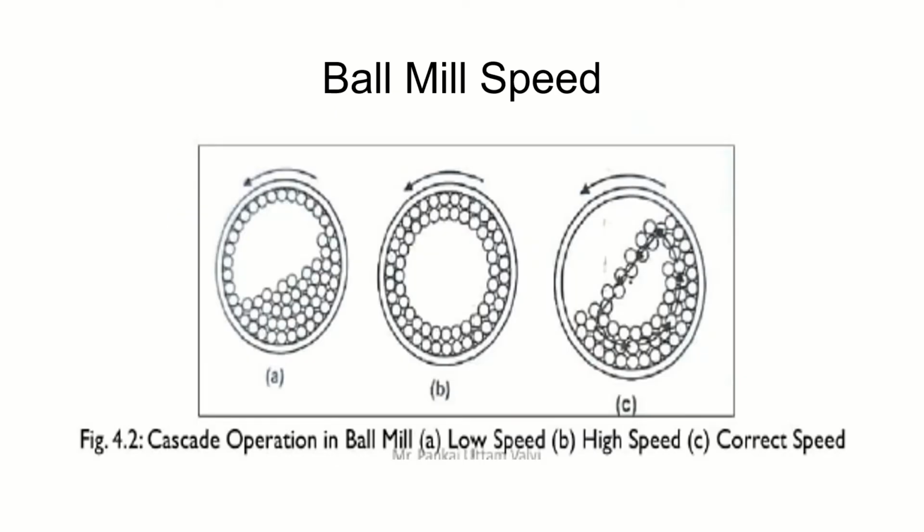Ball mill speed. This is how it looks inside the ball mill. A is the low speed, B is the high speed, and C is the correct speed, which is the constant speed.